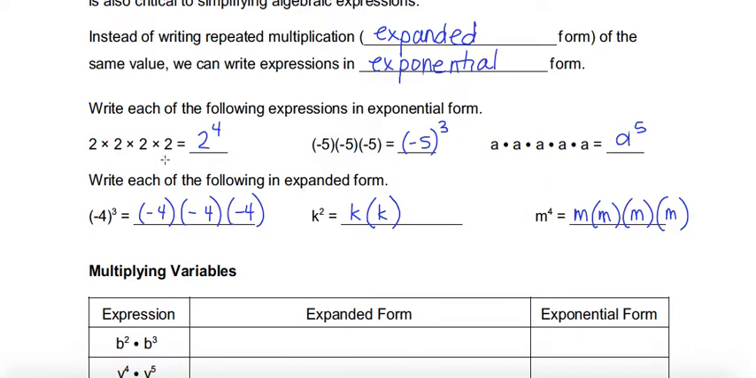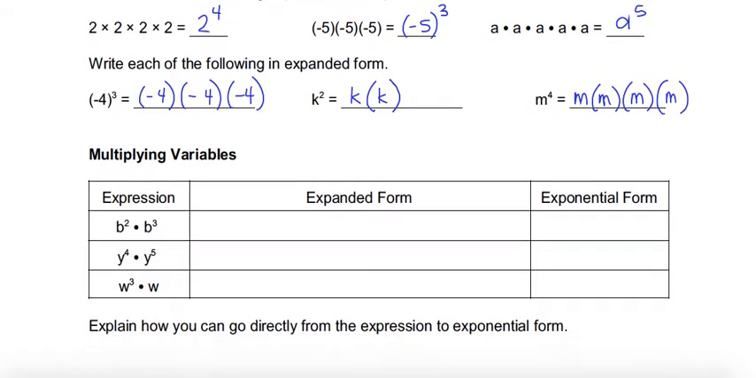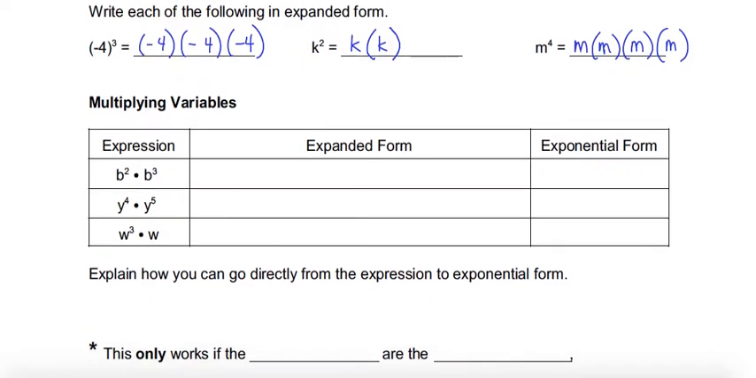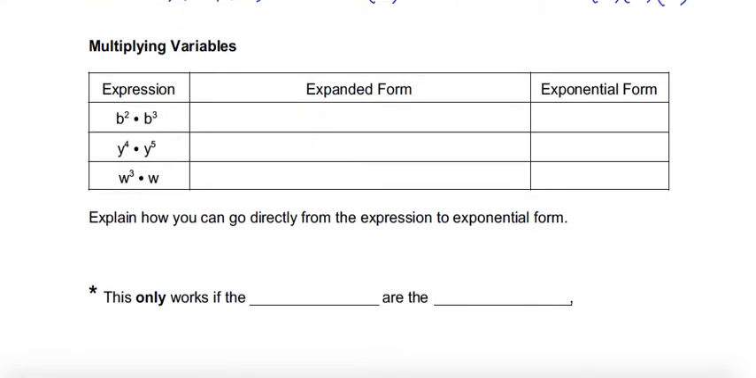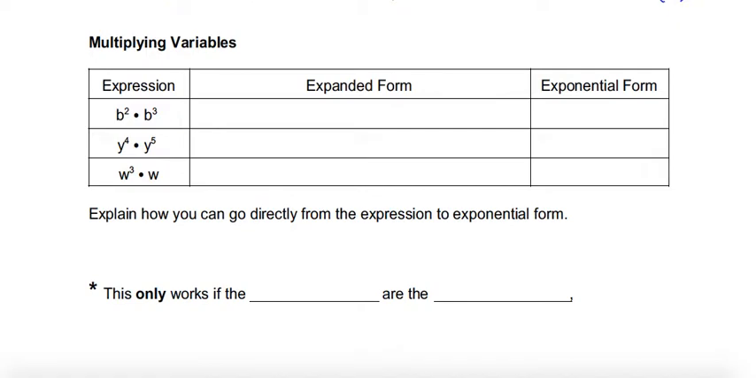I caution you not to use the x as a multiplication symbol, because sometimes an x is used as the variable and it's easy to get the letter x confused with the multiplication symbol. So let's do some more examples explaining how we go from expanded form to exponential form.